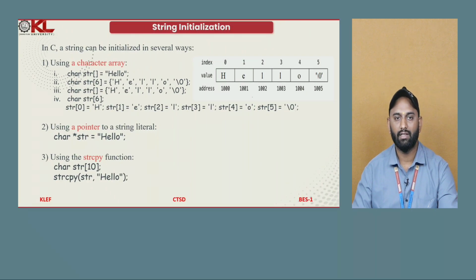Coming to string initialization, strings can be initialized in three different ways: using a character array, a pointer, and a string copy function. Using a character array, char str[] = "hello". Here we are representing the first type by using a character array without mentioning the size. The string literal is enclosed in double quotations and is assigned to str. In the second representation using a character array, we mention the size as 6, and the characters are set one by one.